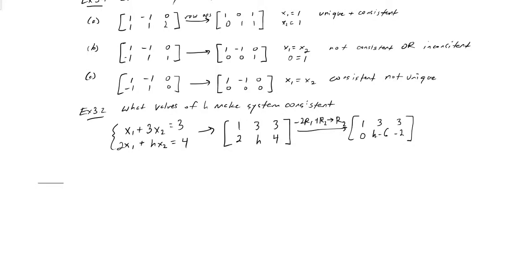However, if h is 6, we'll have 0, 0, -2, which is equivalent to the equation 0 equals -2, and that's a problem because 0 is not -2. So that makes the system inconsistent. So really, h can be anything it wants to be other than 6, because if h is 6, then we're going to have an equation that doesn't make sense. We'll have a 0 equals -2 equation. So this system is inconsistent.